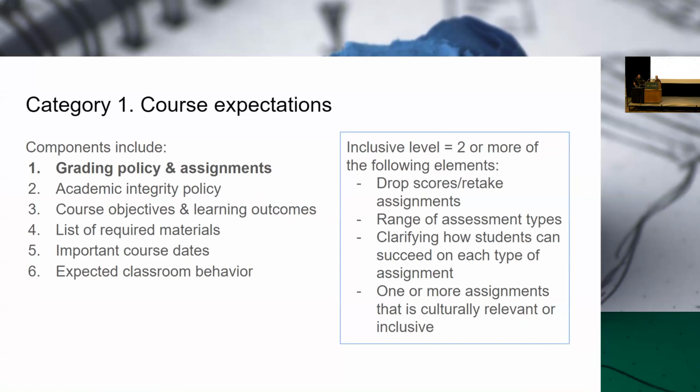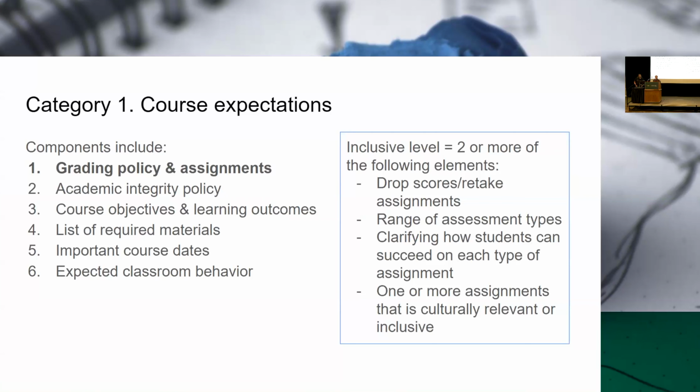The first one that we think is important to share, no surprise if you know me, is about grading policies and assignments. This is a really important component to include to kind of pull back the curtain so students understand what it is they're going to be assessed on and how they're going to be assessed. Elements that you might include to get to the inclusive level include having drop scores or allowing students to retake assignments, talking about the range of assessment types and why you're using those assessment types.